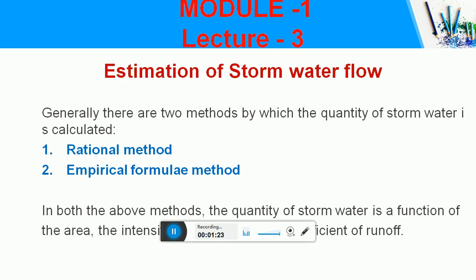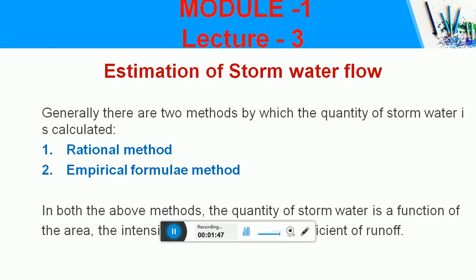So wet weather flow consists of the storm water flow. So how to estimate this storm water flow, that is how to quantify this water, for which you have to decide the size of the sewers, and other parameters like velocity and discharge, so as to have an efficient working sewerage system.